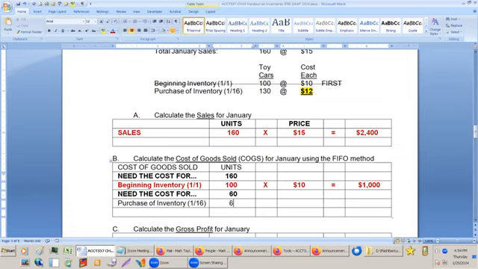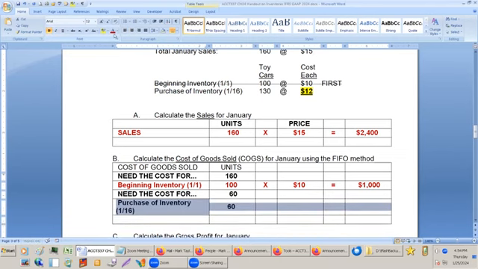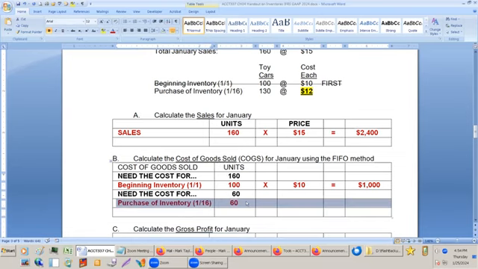Right? We only need to find the cost of the other 60. So we need to find a total cost of 160 items. We already got 100, and now here's the other 60. And our new cost on those is $12. 60 times 12. 720? Yeah. Okay.